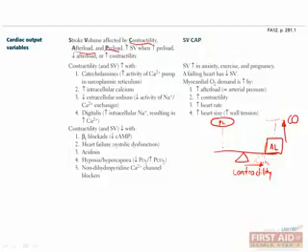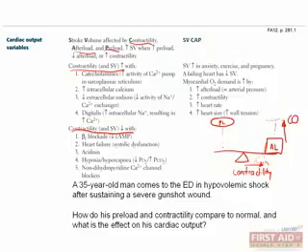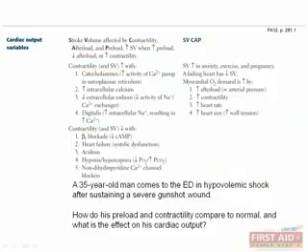Anything that increases contractility will increase cardiac output, whereas anything that decreases contractility will decrease cardiac output, and the specifics are listed here. Ready for a review question? A 35-year-old man comes into the ED in hypovolemic shock after sustaining a severe gunshot wound. How do his preload and contractility compare to normal, and what is the effect on his cardiac output?